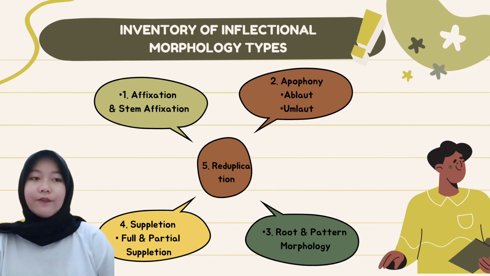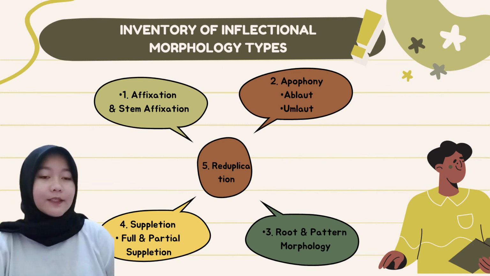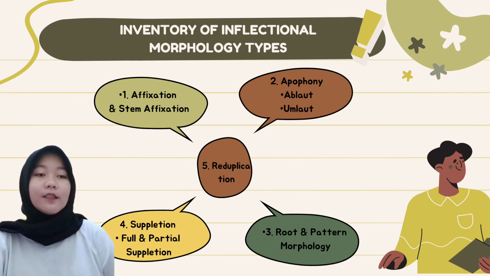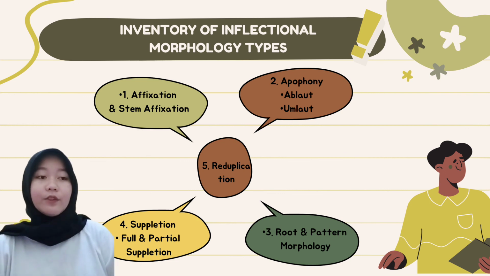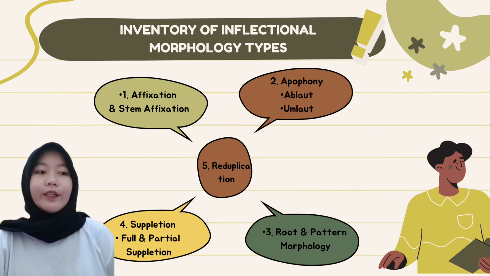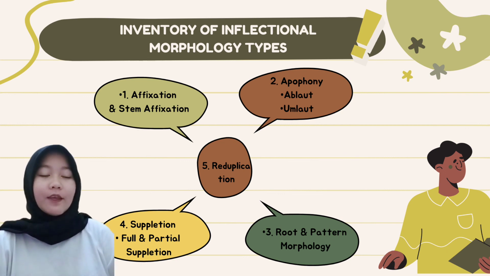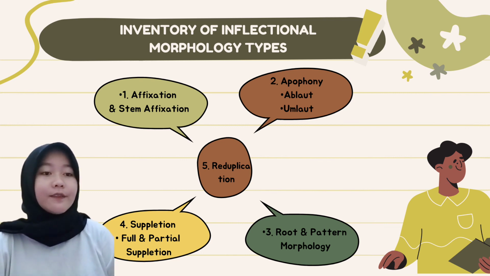Inventory of inflectional morphology types. 1. Affixation and stem affixation. 2. Apophony, which is ablaut and umlaut. 3. Root and pattern morphology. 4. Suppletion, full and partial suppletion. And the last one is 5. Reduplication.